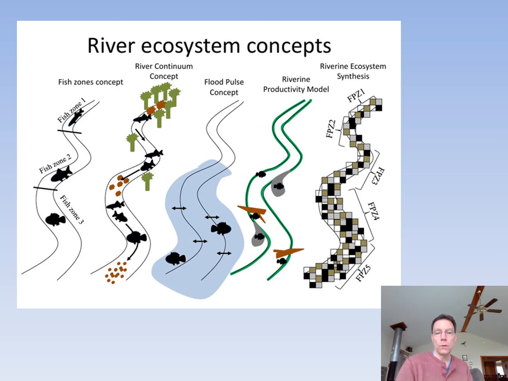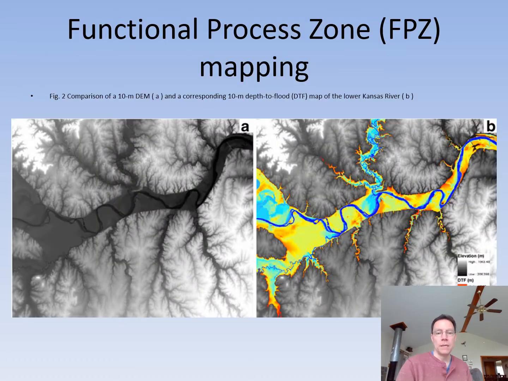We're going to look at one more, and really it's combining these last two, but it's this riverine ecosystem synthesis, which has these FPZ, functional process zones. So we'll take a quick look at that. This is attempting to combine all three axes at once.